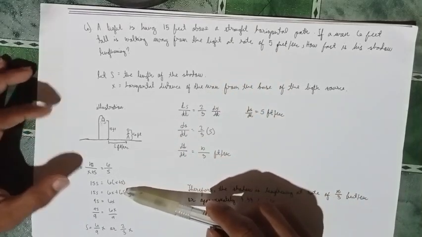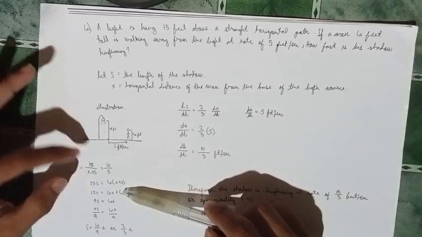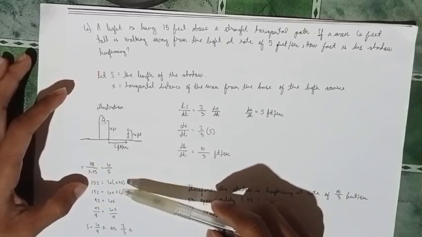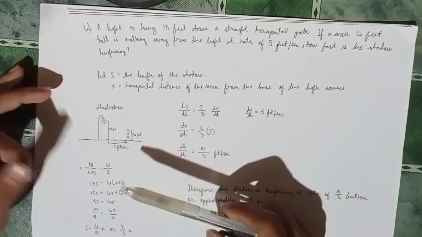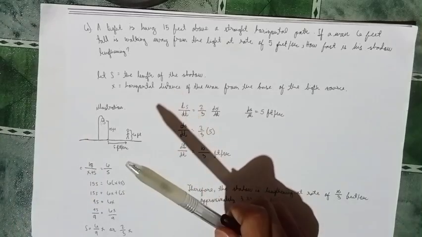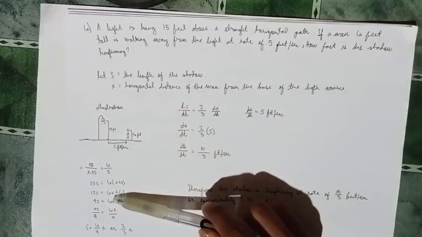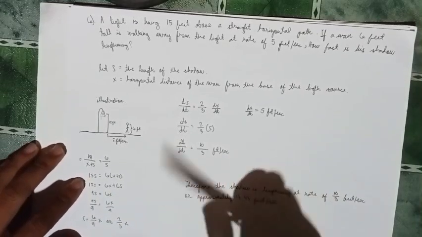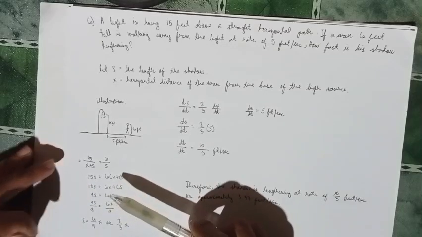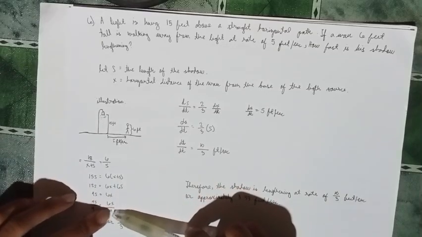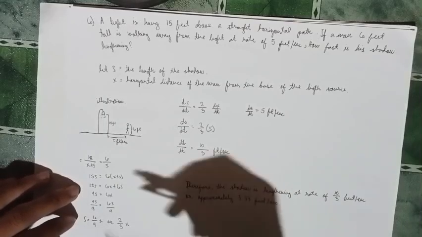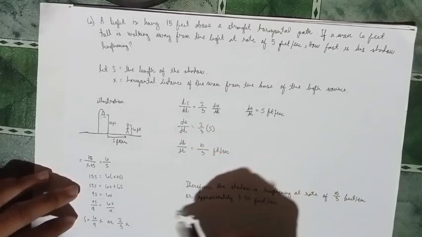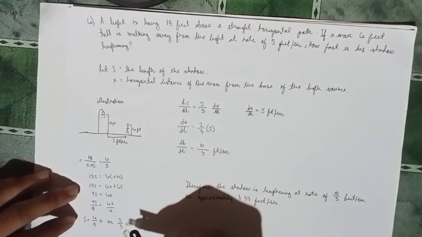Then the 6s here we can transpose. It is positive here, so when transposed it will be negative. So 15s minus 6s equals 9s is equal to 6x. Then divide by 9 on both sides, so 9s divided by 9 is equal to 6x over 9, so s is equal to 6 over 9 x, or 2 over 3 x.